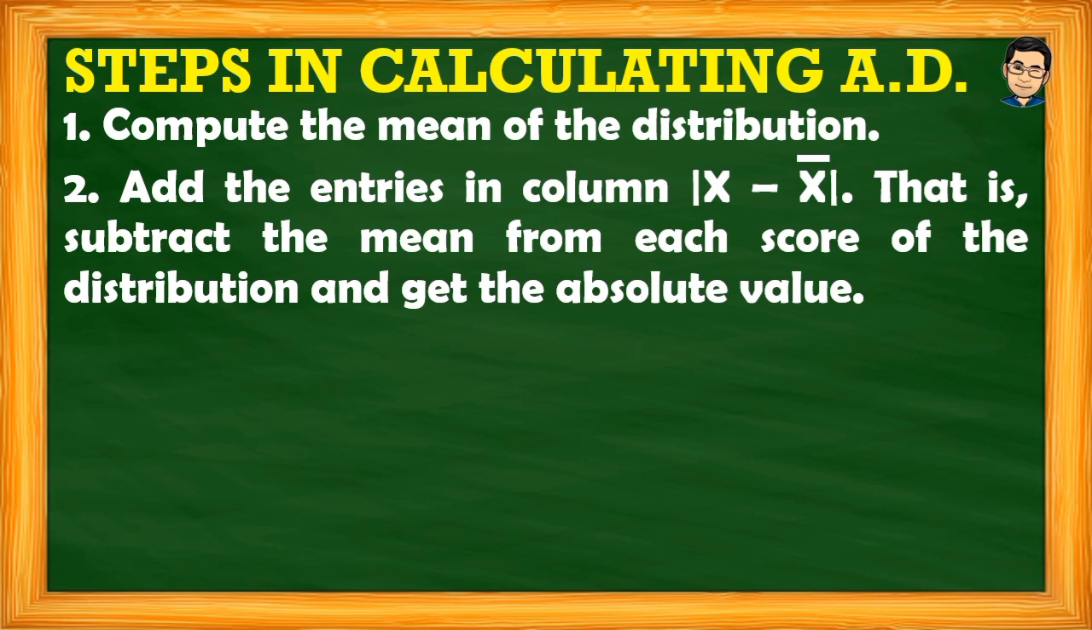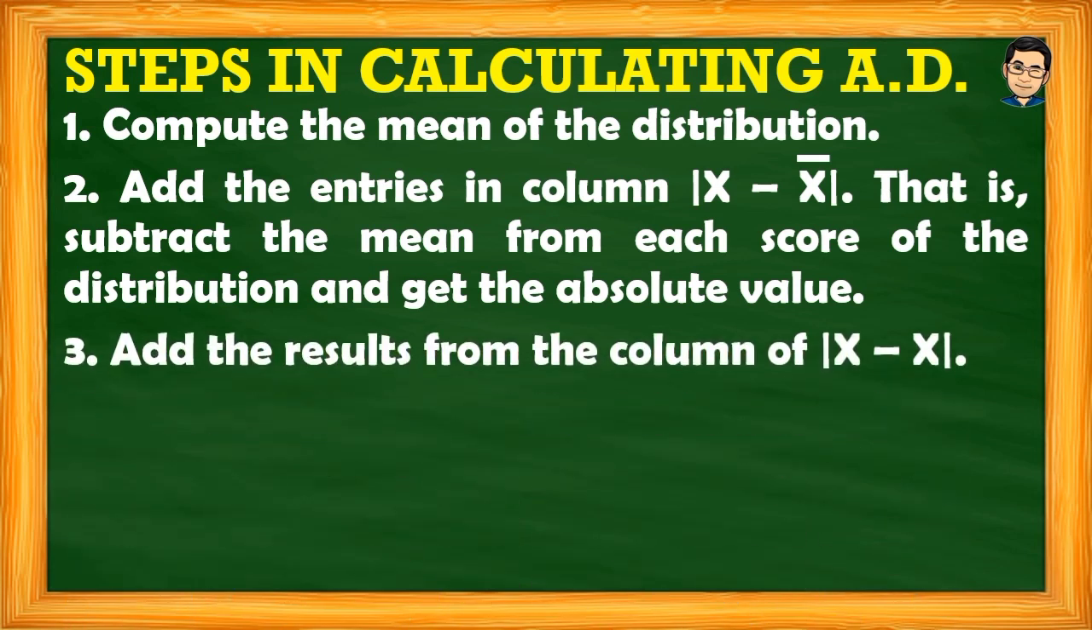Okay, so there are some instances kasi yung mga nakukuha nating difference is negative. Okay, so wala po kasing distance na negative siya. So kaya kinukuha natin yung absolute value. Like for example, kung ang nakuha nating value is negative 2, so the absolute value of negative 2 is positive 2. Next, add the results from the column of the absolute value difference of each score and the mean.